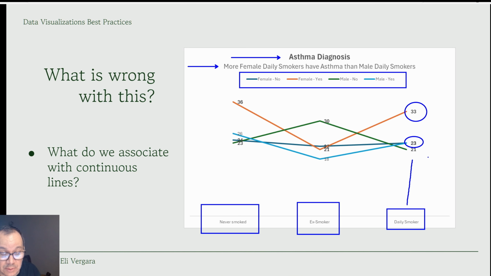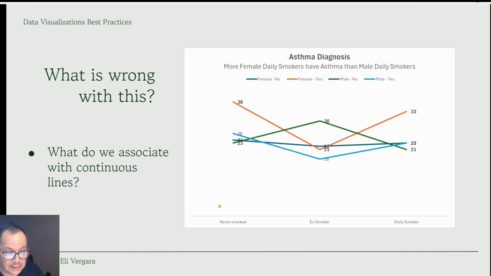So yes, there is something wrong. What's wrong with this graph? What do we associate with continuous lines? Well, with continuous lines, we associate continuous data. And more clearly, with line graphs, we associate trends over time. This is not a trend over time.